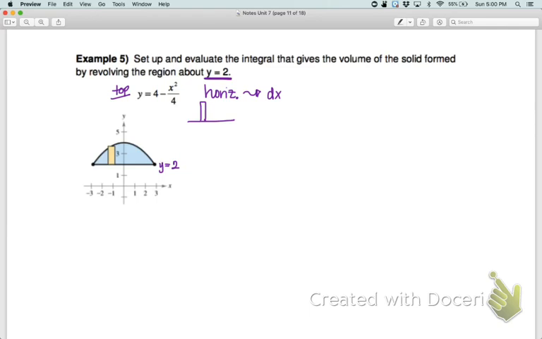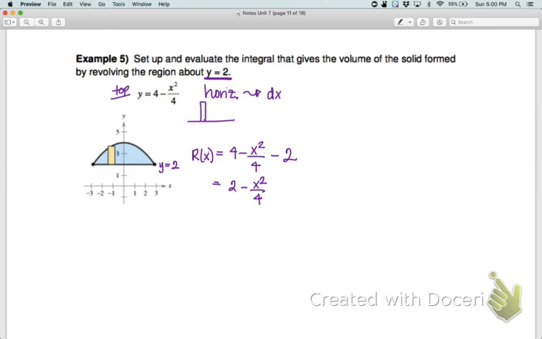Okay? And so the radius in terms of x is going to be the top curve, 4 minus x squared over 4, minus the bottom curve, which is 2. And again, you can simplify that if you want. So that's going to give us 2 minus x squared over 4. That's the radius that we are going to use because it only needs to be the width of the piece that we are rotating. Okay?